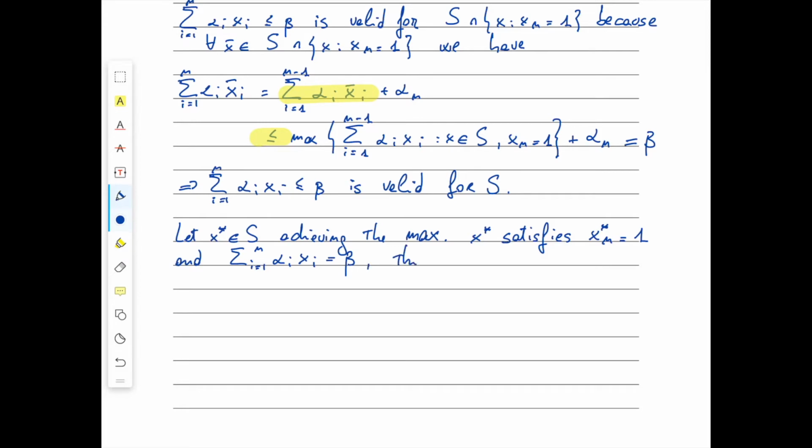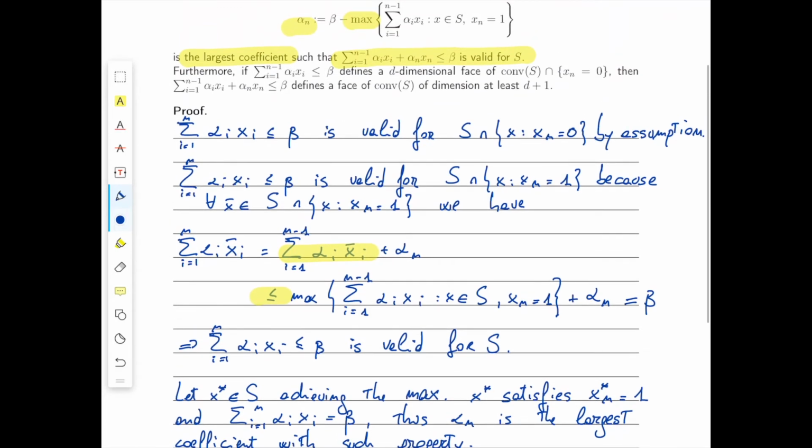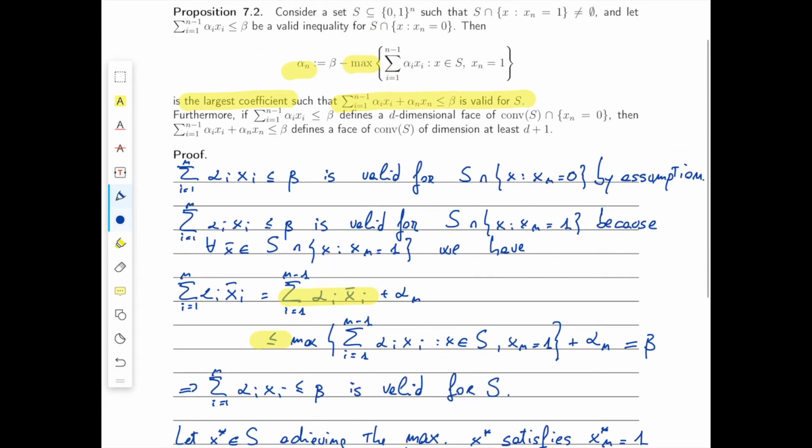Thus, alpha n is the largest coefficient with such property. Great, so now we've shown this part of the proposition as well.